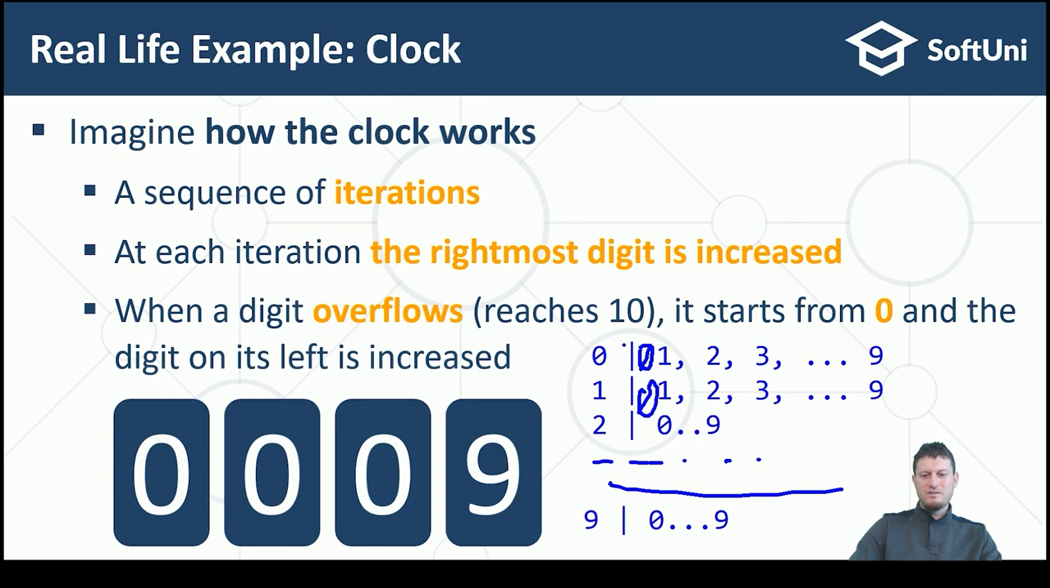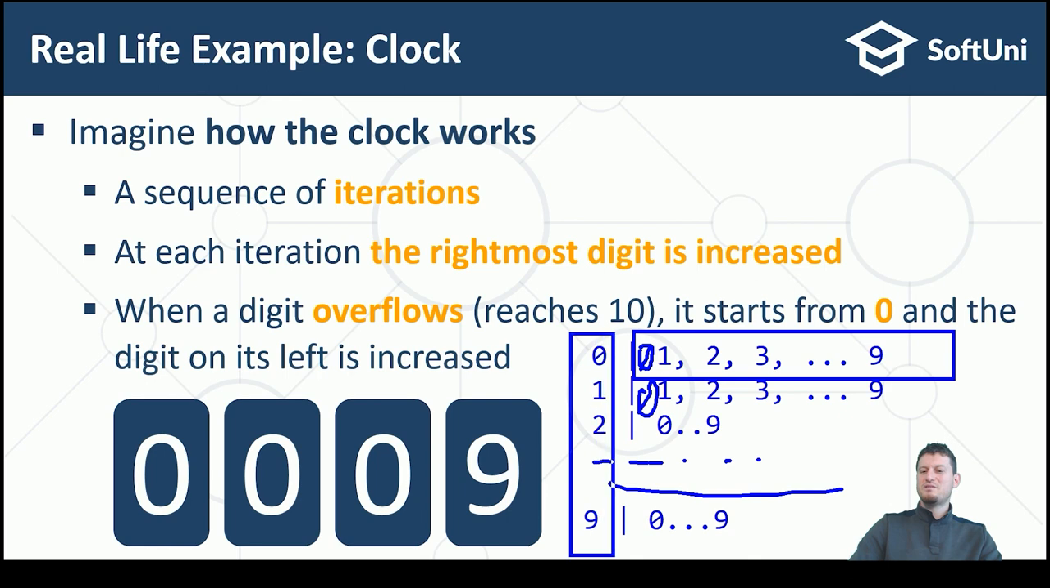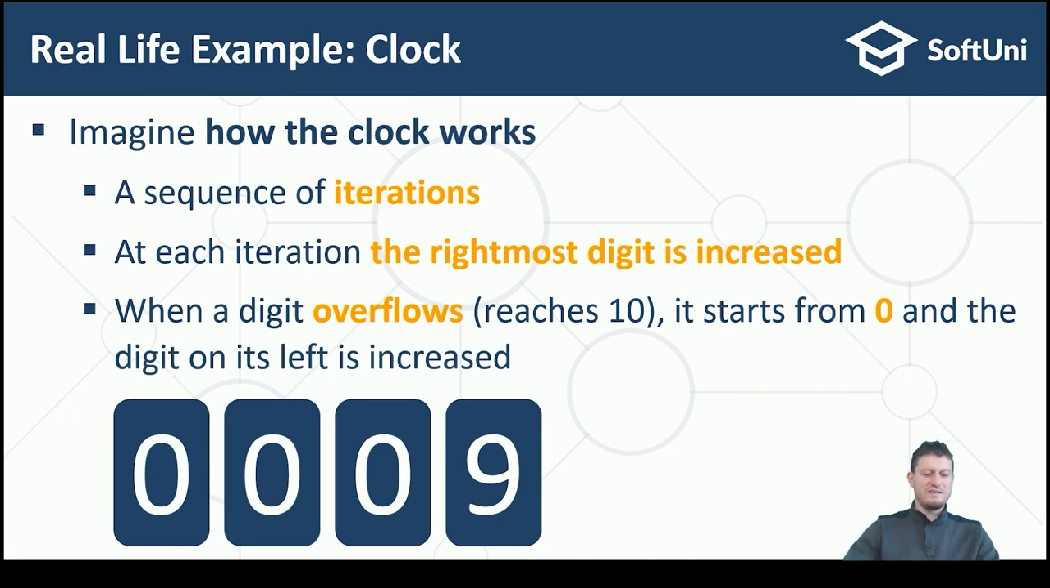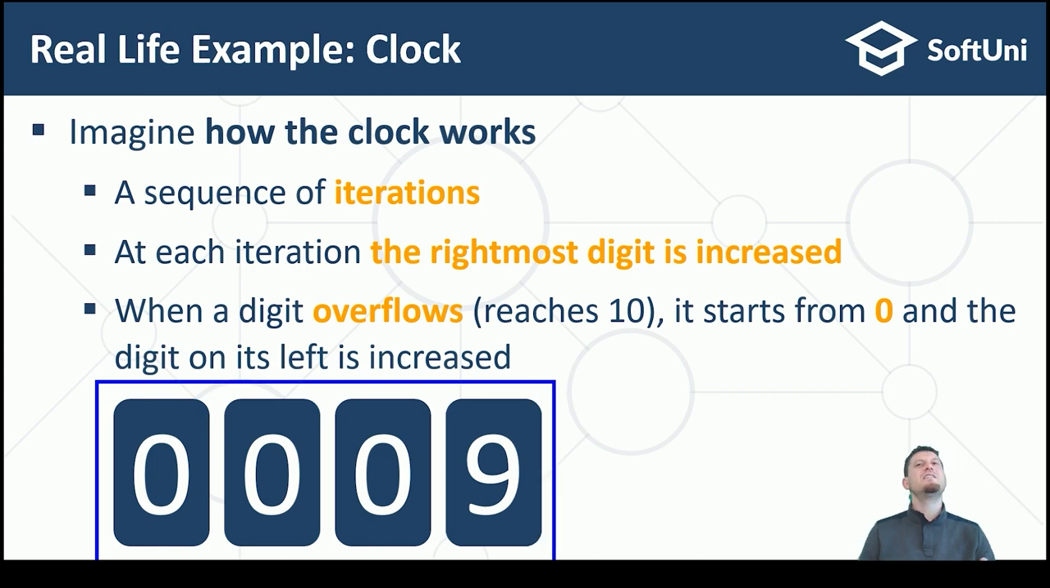So this is a loop. It's from 0 to 9. But this is another loop from 0 to 9. So we have loop inside the loop. And here we might have the third digit, which also starts from 0 to 9, etc. So the concept here is that in order to run this, we might need 4 loops, one inside another. And I will show you in practice how to implement this in Java.